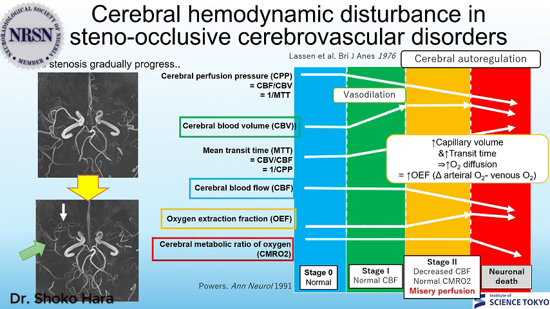When the increased OEF can no longer compensate for metabolic demand, neurons begin to die. Therefore, the state of elevated OEF, known as misery perfusion, represents a condition with a high risk of neuronal injury and ischemic stroke.